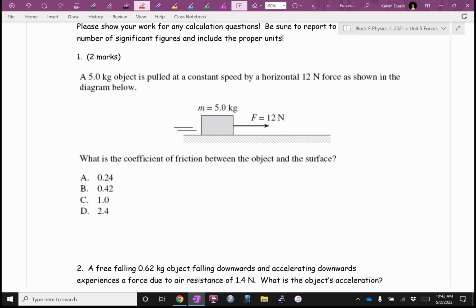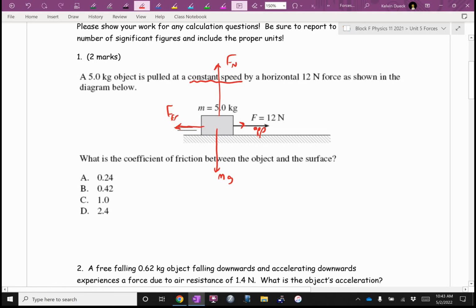A 5 kilogram object is pulled at a constant speed. There's a key phrase by a horizontal 12 Newton force. What's the coefficient of friction? This is a job for a free body diagram. Although they gave me a picture, so I'm going to just label the picture. I have gravity down, normal force up. Pretty sure normal force here is the same size as gravity. The mystery force coming from off the page we've often called F applied.